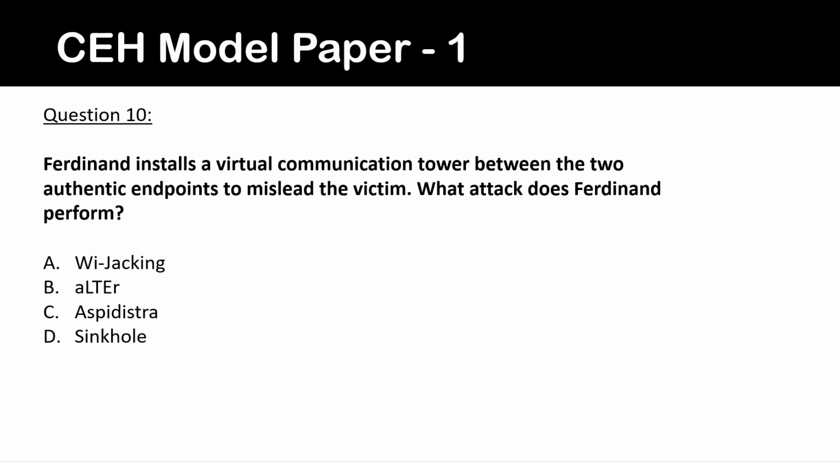Question 10. Ferdinand installs a virtual communication tower between the two authentic endpoints to mislead the victim. What attack does Ferdinand perform? A. Hijacking. B. Aspidistra. C. Sinkhole. D. Alter. The answer is B. Alter.